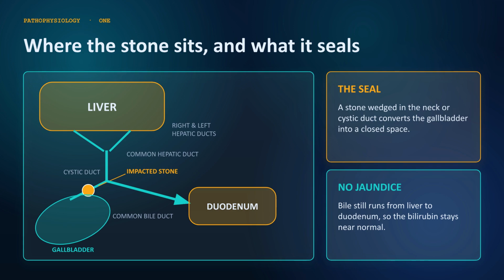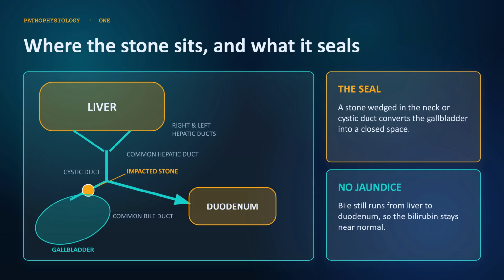Let us build the anatomy. Bile leaves the liver through the right and left hepatic ducts, which join to form the common hepatic duct. The gallbladder hangs off that system by a single narrow channel, the cystic duct. Below the junction, the common bile duct carries bile down to the duodenum.